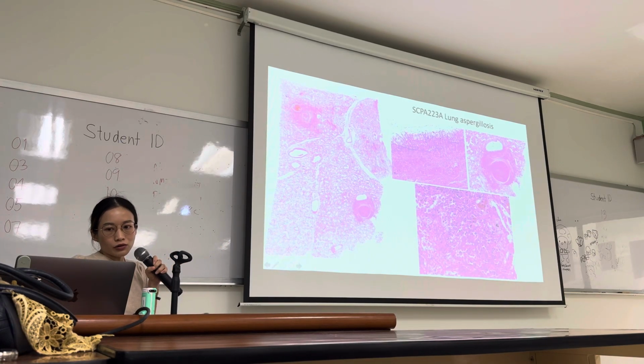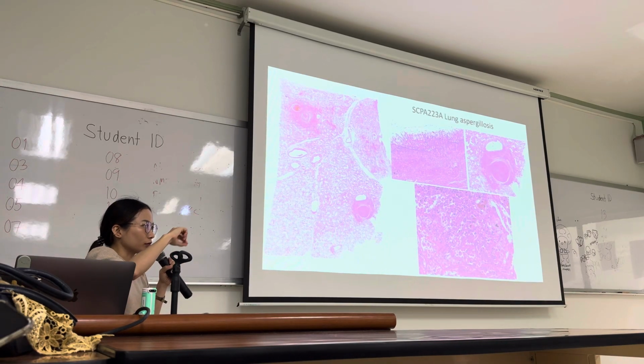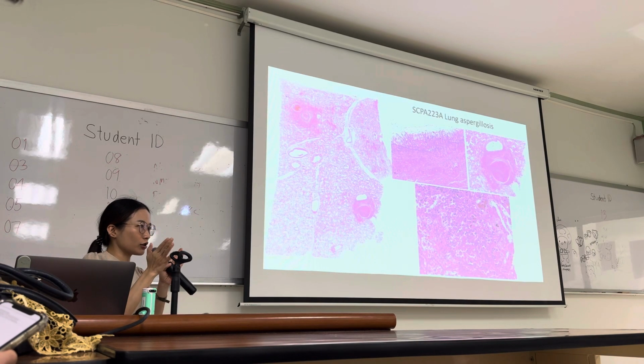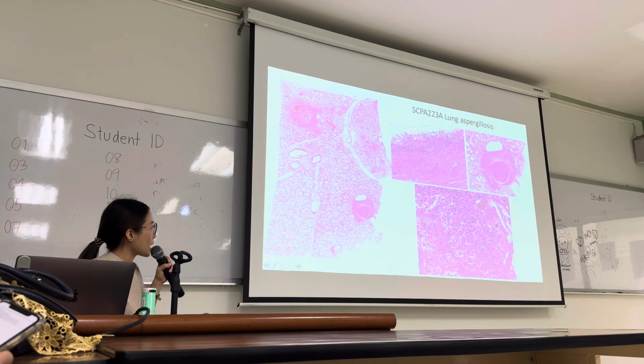And then you might also observe the dichotomous branching. It's branching like a stick of the tree, and it's branched into a Y shape. So that's the character of Aspergillus.